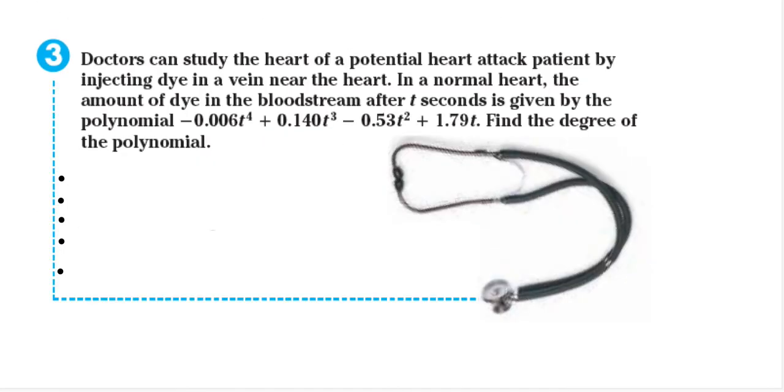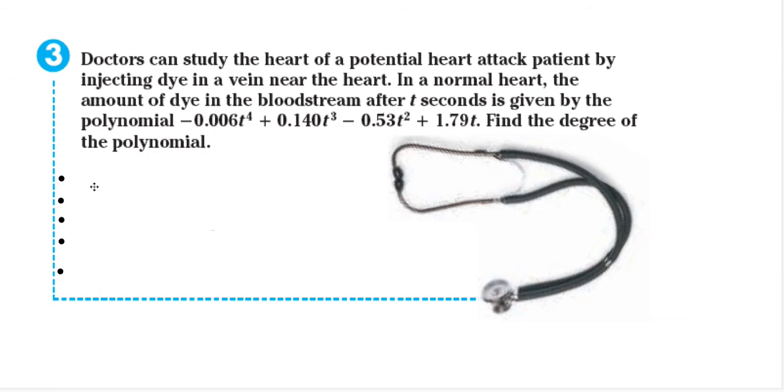Doctors can study the heart of a potential heart attack patient by injecting dye in their vein near the heart. In a normal heart, the amount of dye in the bloodstream after t seconds is given by the polynomial negative 0.006 t to the fourth plus 0.140 t cubed minus 0.53 t squared plus 1.79 t. Find the degree of this polynomial.